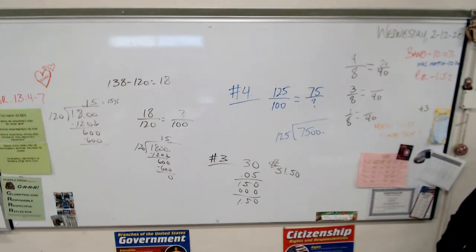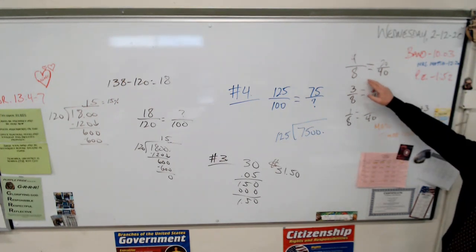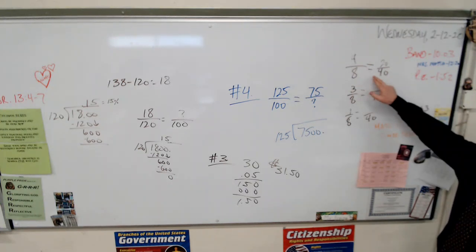So wait, why are we doing that? Noah, we're creating equal fractions, proportions, 8 times 5.